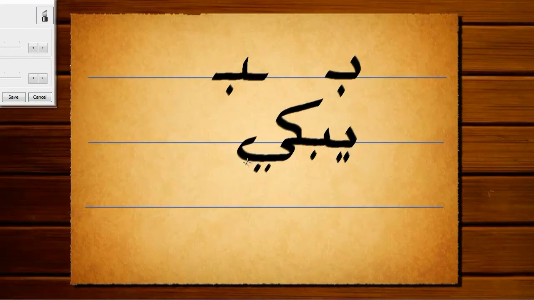This word is yabki, and notice the medial form of the letter ba. Yabki means a cry in the present simple. This word is baka, which means cried in the past. Look how I wrote the initial form of the letter ba.